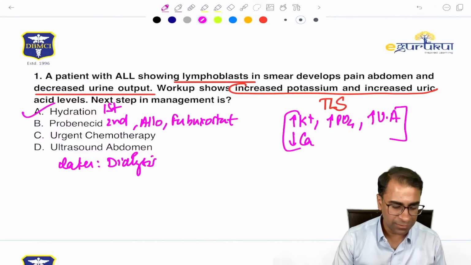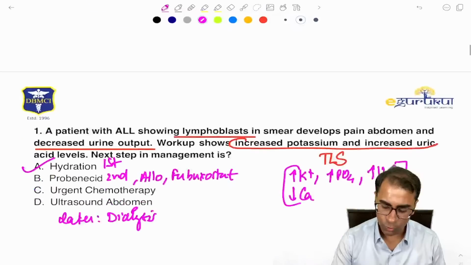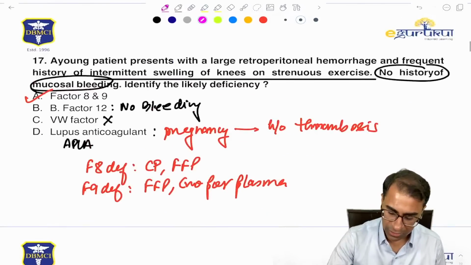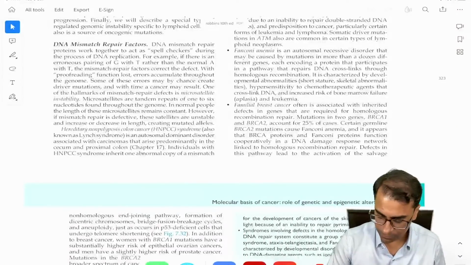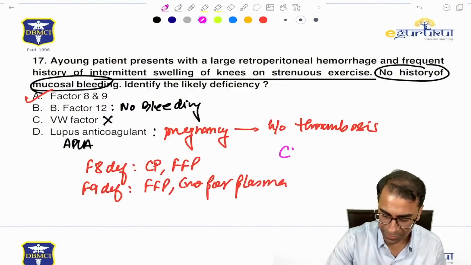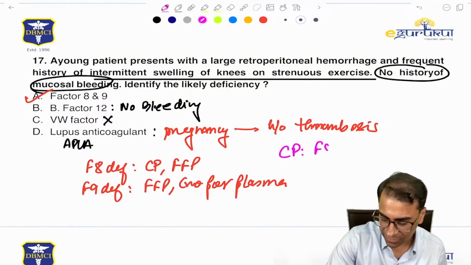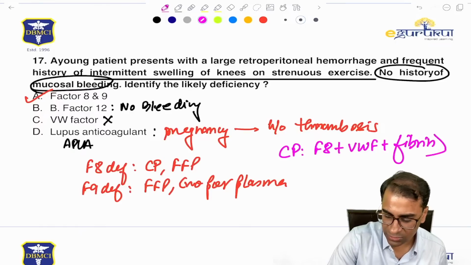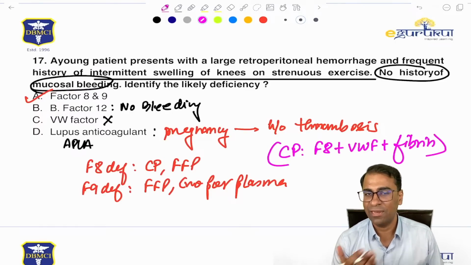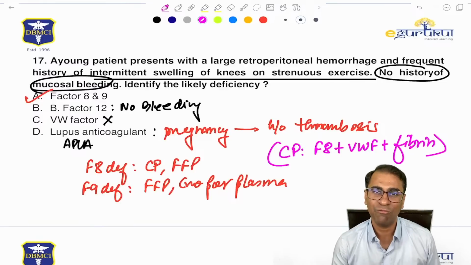Look, in which condition to give cryo is very simple. You must just know what cryo has. Cryoprecipitate has factor 8, VWF, and fibrinogen. Once you know this, there is no confusion. Hemophilia A, von Willebrand disease, and hypofibrinogenemia.